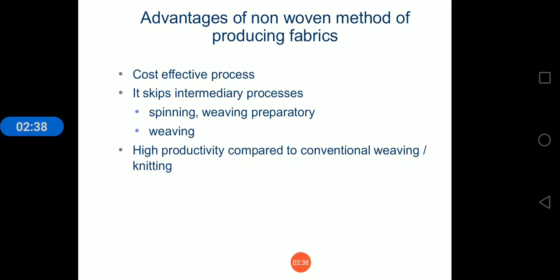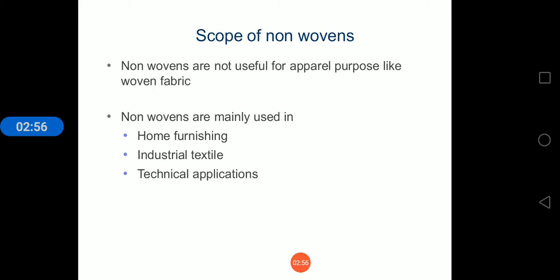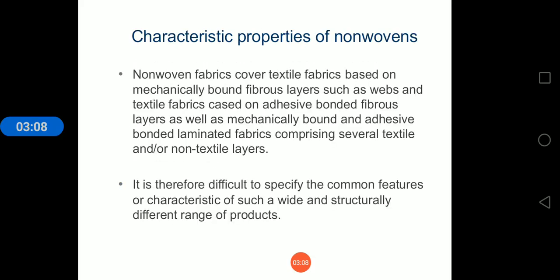Advantages of the non-woven method of producing fabrics: the cost of the process is very low. It skips intermediary processes like spinning, weaving and preparatory weaving. High productivity compared to conventional weaving and knitting. Scope of non-wovens: non-wovens are not useful for apparel purposes like woven fabric. Non-wovens are mainly used in home furnishing, industrial textiles and technical applications.